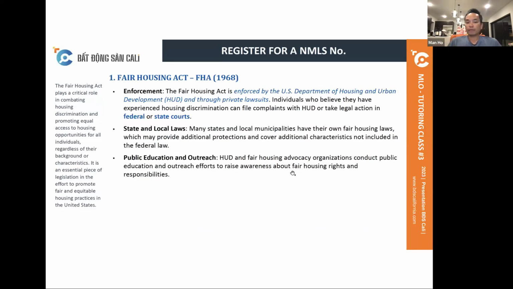In addition, on enforcement, this act is enforced by the U.S. Department of Housing and Urban Development, short for HUD. Remember this: Department of Housing and Urban Development, HUD. HUD is an agency that enforces pretty much all the real estate law, including the FHA. Enforcement can be carried out by HUD or through lawsuits.